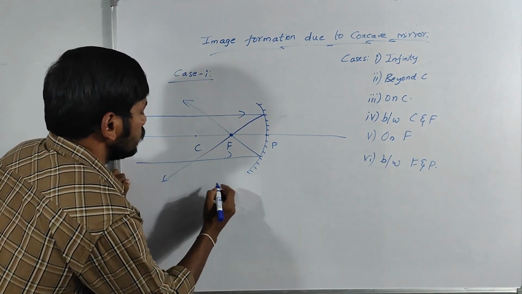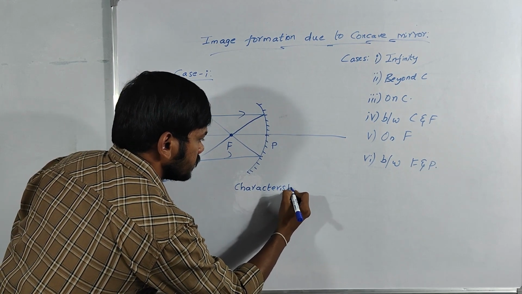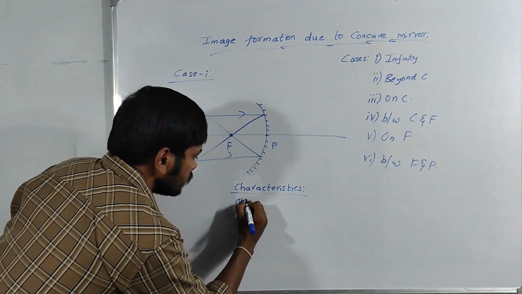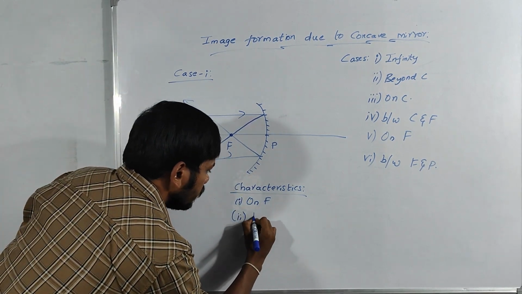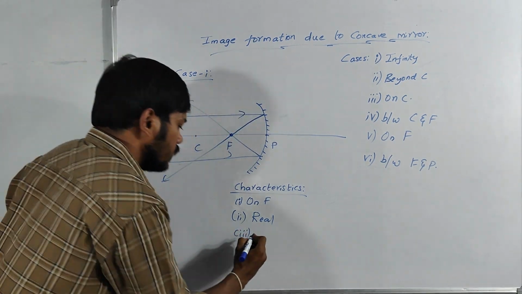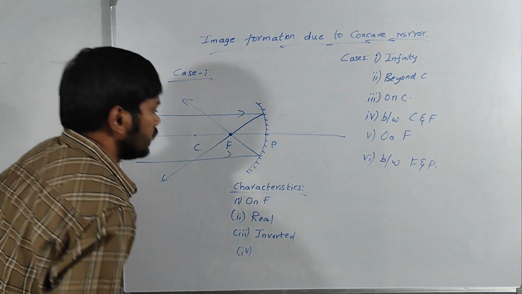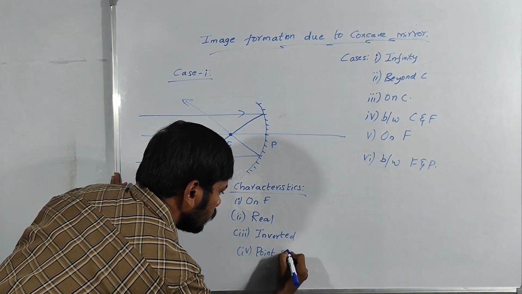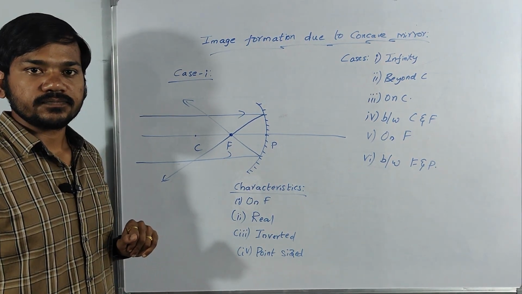Now if we discuss the characteristics, the first point is the image is formed on F. The second point, how is the image? It is a real image. What about the third point? It is inverted. And what is the fourth point? It is point sized. See how simple this is?